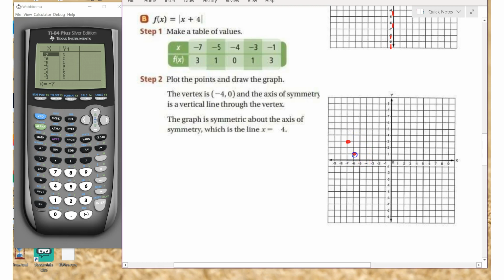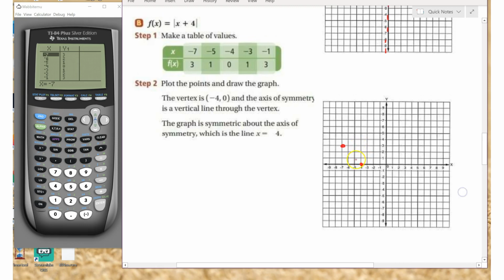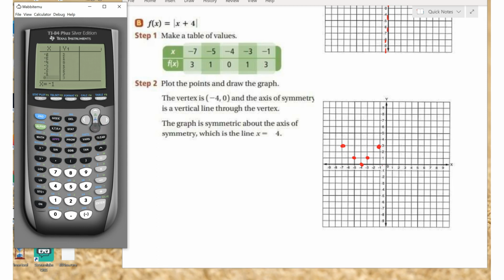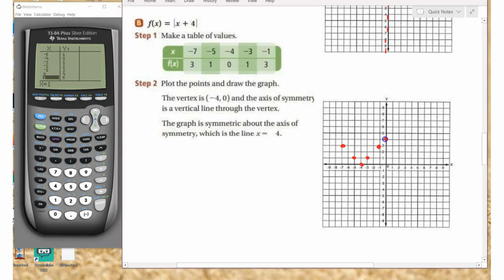Negative 5, 1. Negative 4, 0. Negative 5, 1 is over here. Negative 4, 0. Negative 3, 1. Negative 1, 3. And if I continue going further down on my graph, I have 0, 4. 1, 5. And there is my graph.